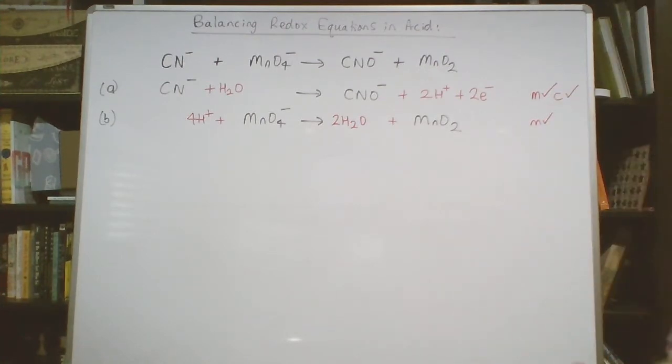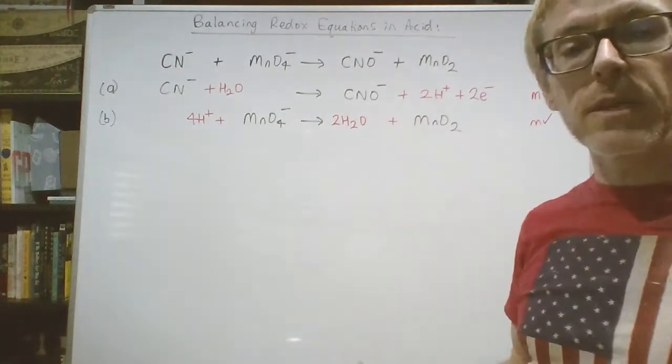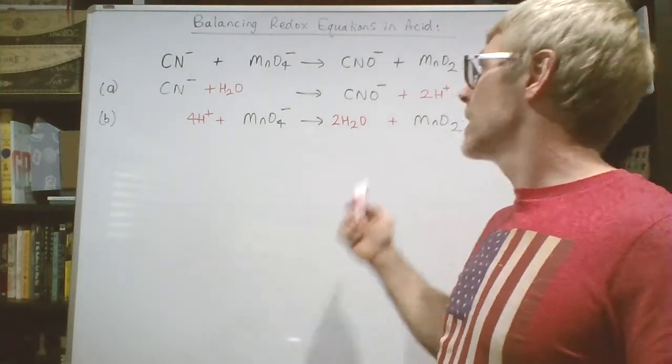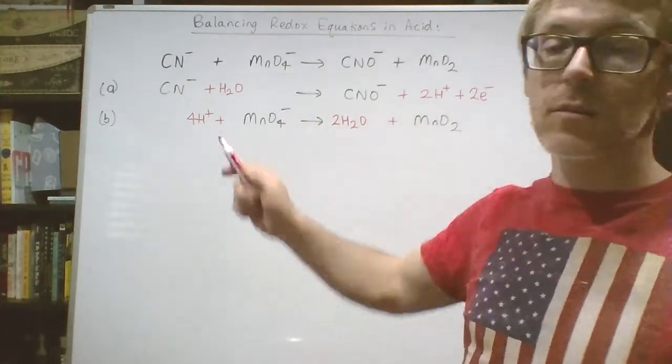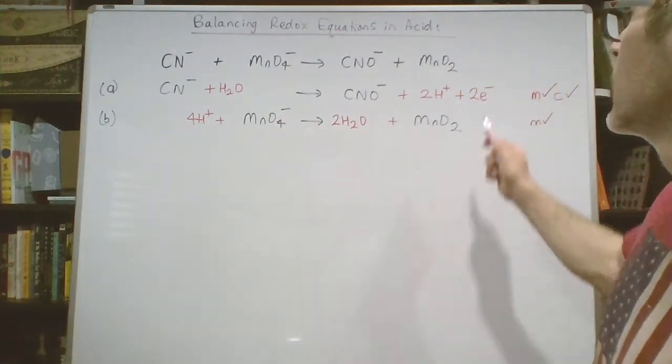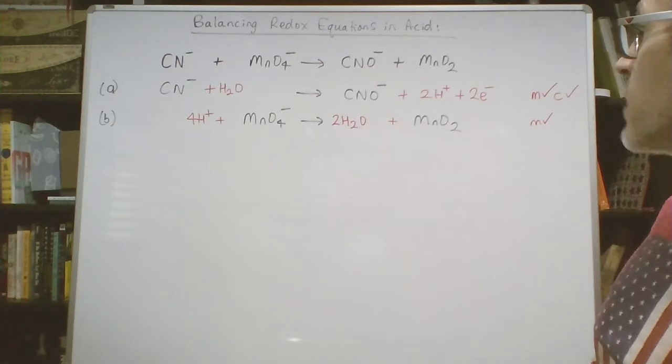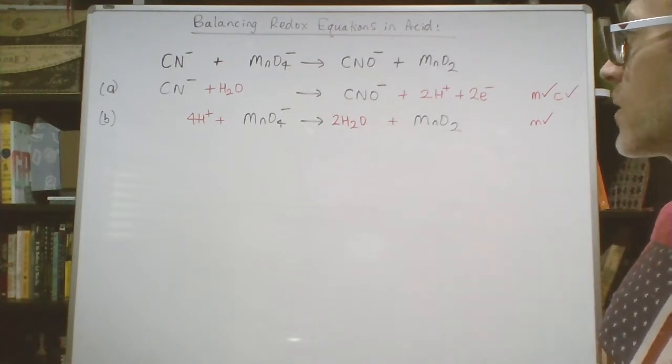The only thing I can do, again, the charges don't have to be 0, they have to be equal. The only thing I can do to make them equal is to add electrons either as a product or as a reactant. So my first half equation is balanced. Now on to my second half equation.